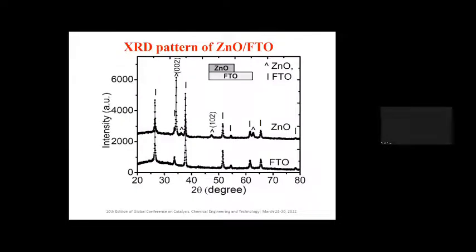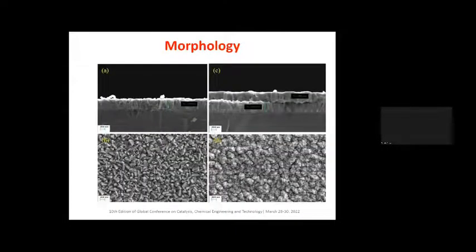So this is the XRD that shows the high quality ZnO film. And this is the morphology. We have fabricated the ZnO thin film with about 500 nanometer thickness, and the crystallinity is good.